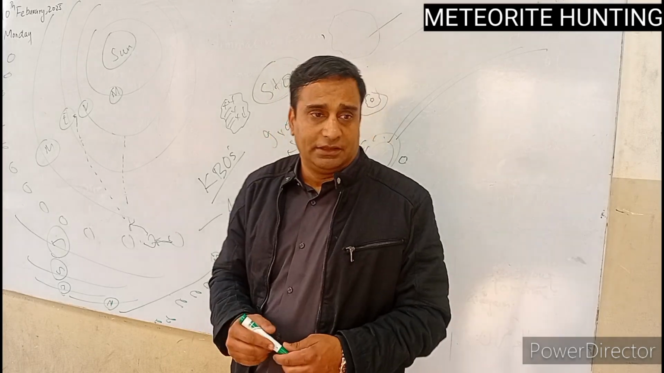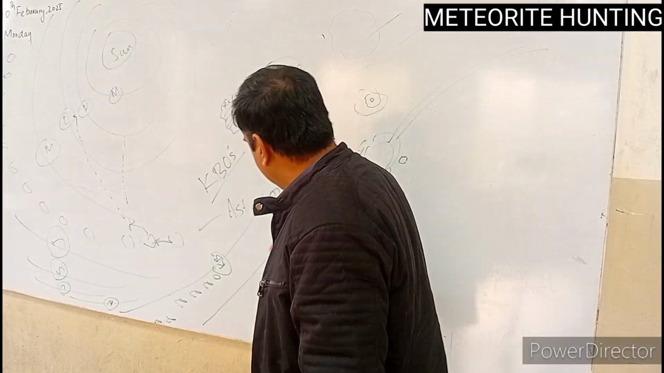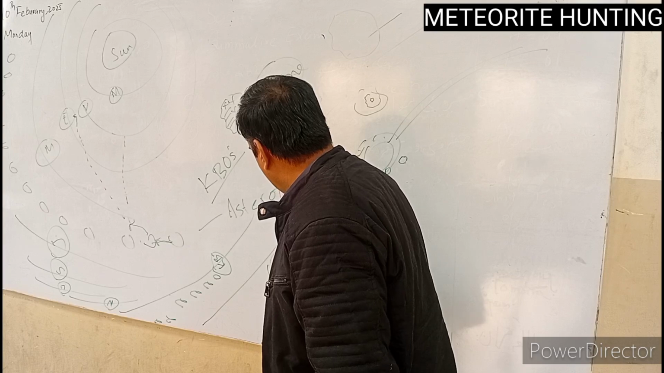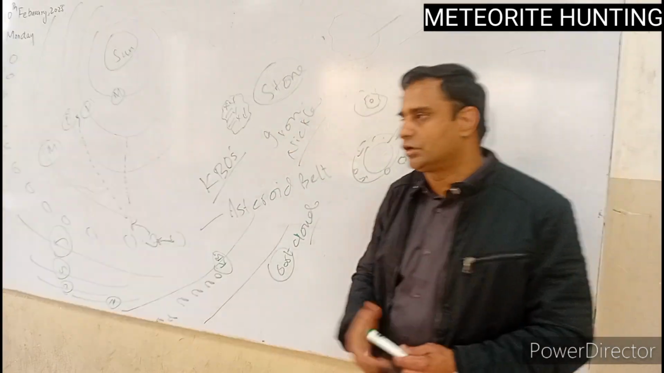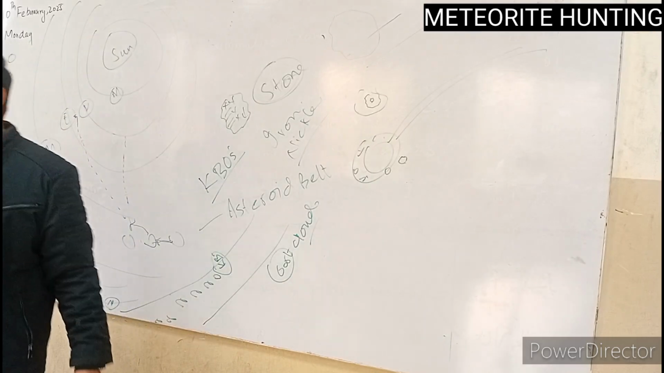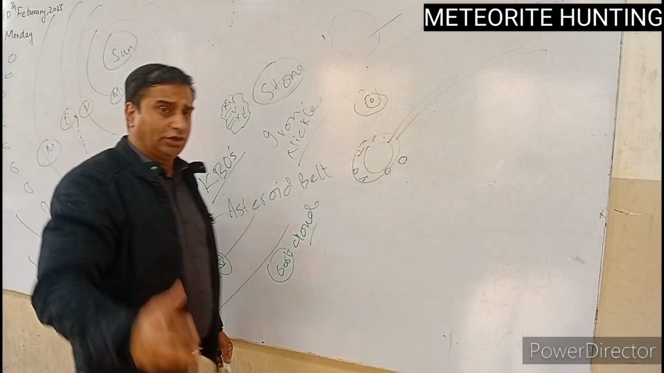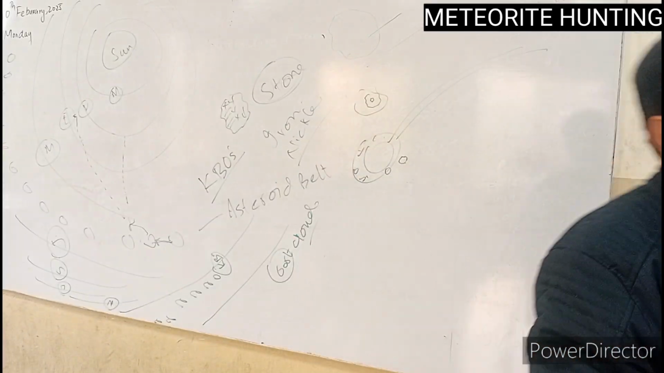And after the Kuiper belt, there comes the Oort cloud. There is the Oort cloud. That is the furthermost place that has got something of the solar system.